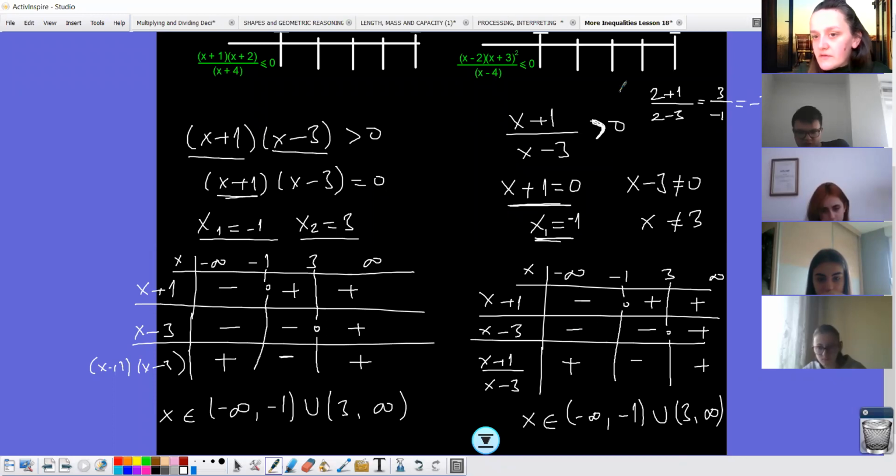But teacher, it is a root. Yes. But also here, we don't have equality. Minus 1 also is not included. Okay. It's okay.